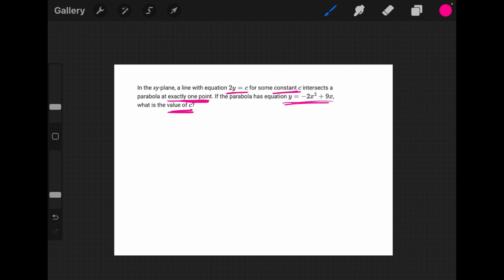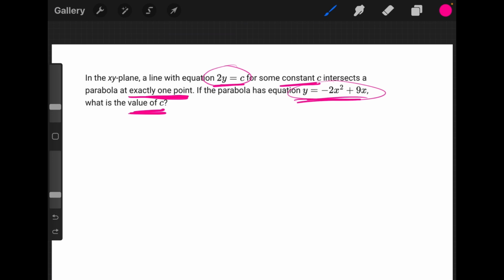So we're looking for the value of some constant here. And we also know that this is going to be a system of equations because we have a solution here, which means that the two equations or graphs intersect. So we can use that information to perform a system of equations.